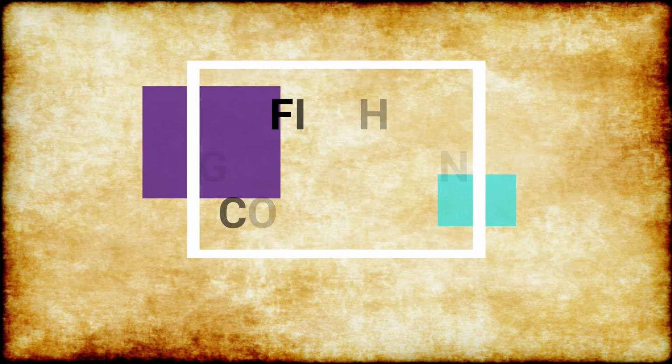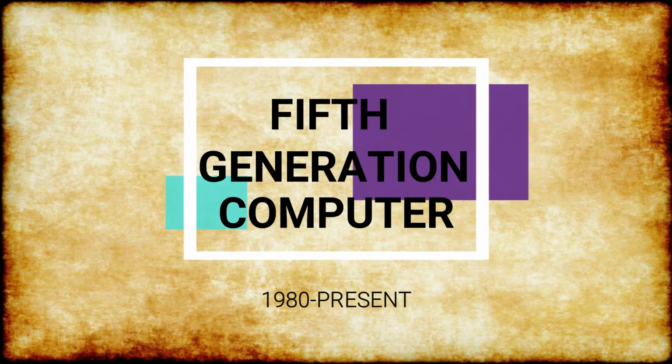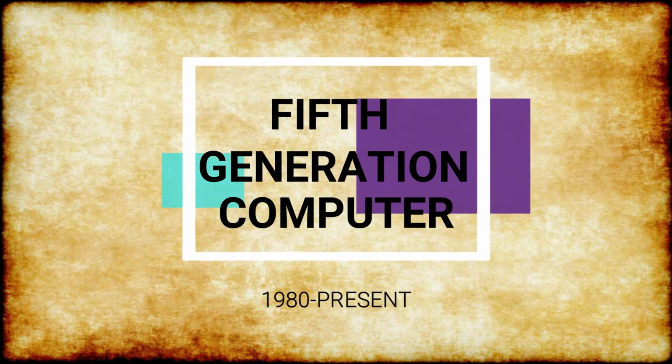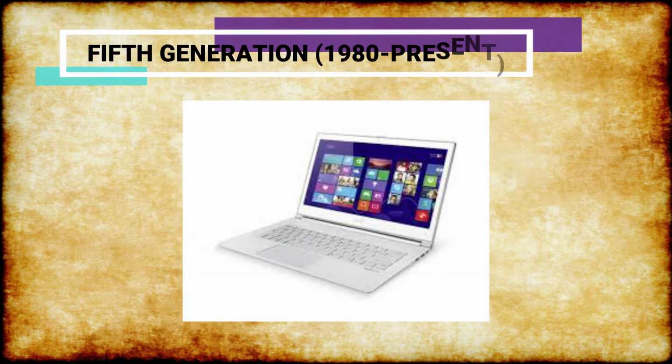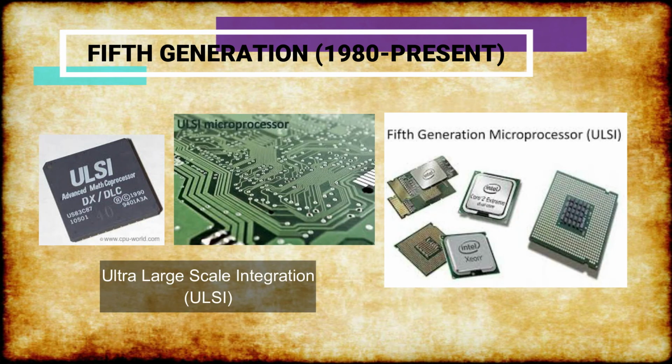Lastly is the 5th generation of computers. The period of this generation was from 1980 onwards. This generation is based on artificial intelligence, where the aim is to make a device that responds to natural language input and is capable of learning and self-organization. The generation is based on ULSI, ultra-large-scale integration technology, resulting in the production of microprocessor chips having 10 million electronic components.